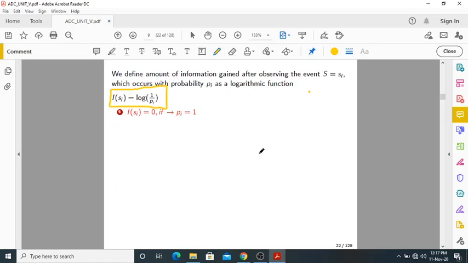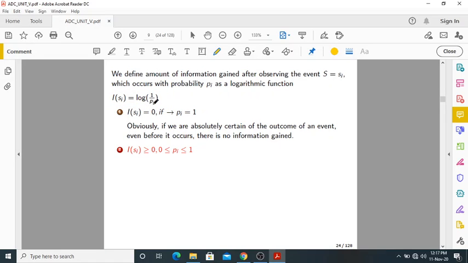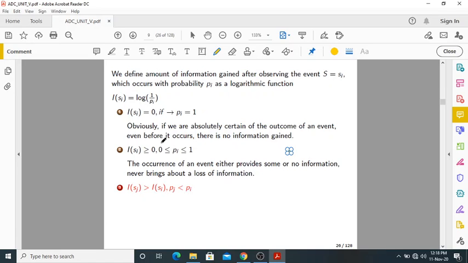Now let us see some properties of this information. If the probability of occurrence of an event is 1, if Pi is 1, what is log 1 by 1? Log 1. What is log 1? 0. So if any event is certain, the information that we get from the occurrence of that event will be equal to 0. Now if the probability is from 0 to 1, obviously any probability will always be in between 0 and 1, this information is always positive.